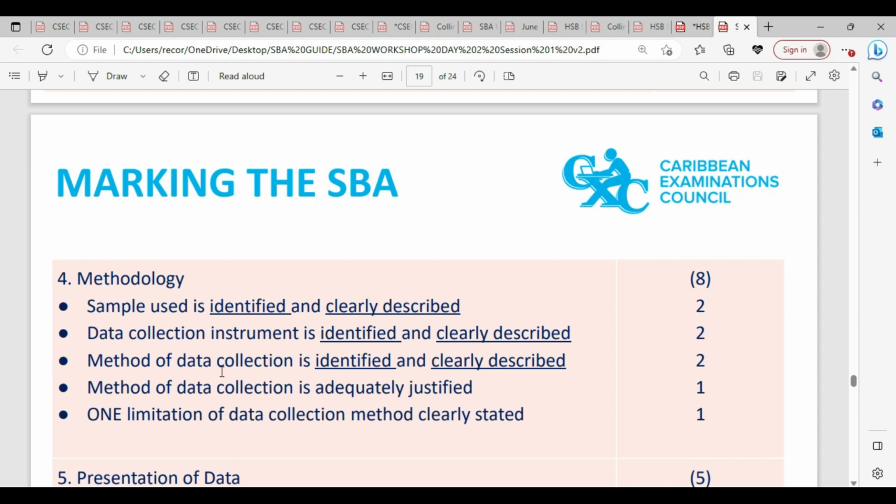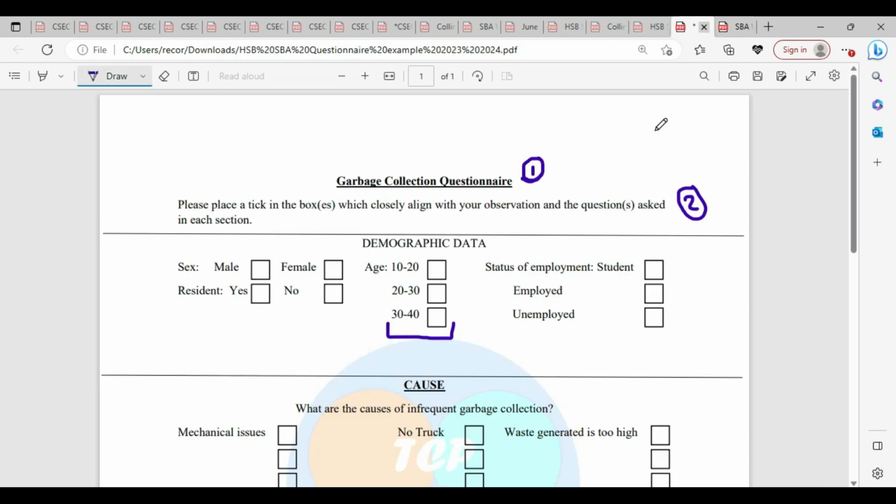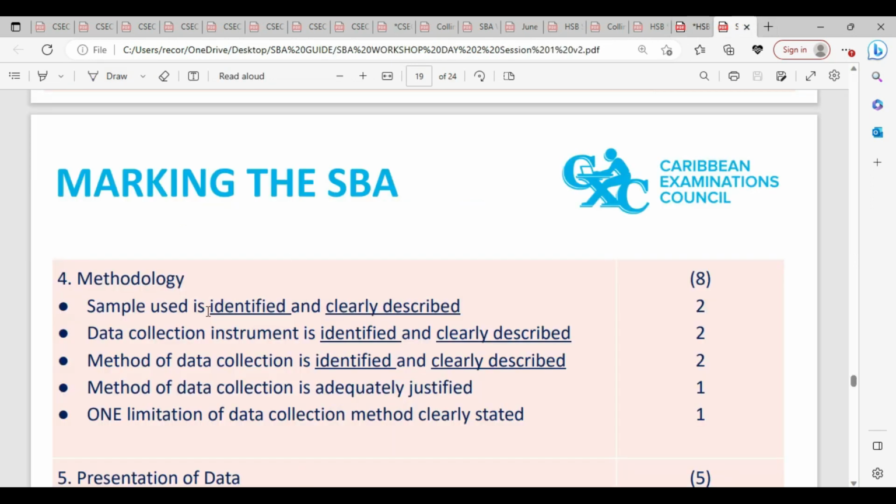For example, the sample used. That's going to come in nicely here when we look at the sample, being male and female with an age range, whatever it is here. They reside in the particular area or not. Usually employed, unemployed, student, that sort of stuff will be nicely captured in your methodology to give you full marks for that. So for that reason, we have created the questionnaire the way we have.